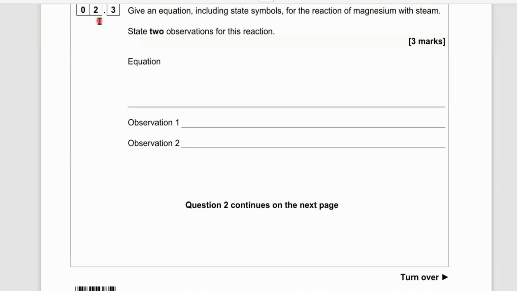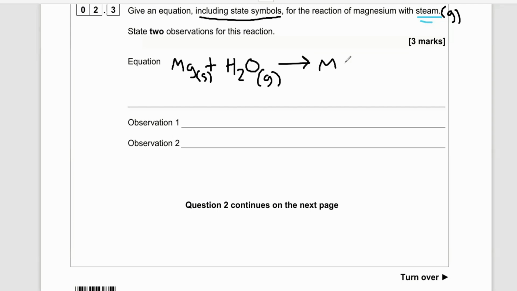2.3. Give an equation including state symbols for the reaction of magnesium with steam. State 2 observations for this reaction. So for our equation, magnesium is a solid. We're going to add it to water. Now water is going to be in the gaseous phase because it said steam. So it's pretty obvious that it's going to be a gas. Magnesium, silver metal from group 2. What's it going to form? Magnesium oxide. This is a solid, a white solid or a grey solid. And it's also going to form hydrogen gas.